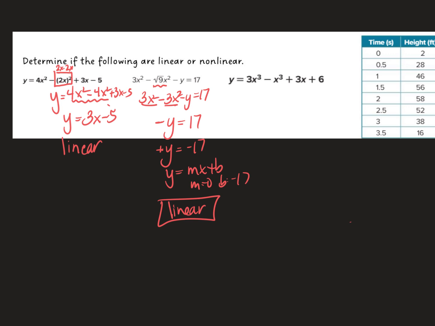Now, does that work out for this next one? 3x cubed minus x cubed, is that going to be 0? No, we have y equals 2x cubed plus 3x plus 0, which means I have an exponent other than 1, and this one is nonlinear.